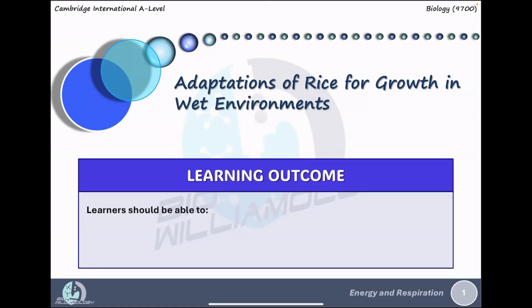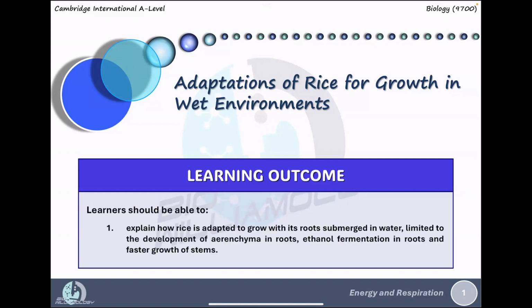In this lesson, we will explore the adaptation of rice for growth in wet environments. At the end of this lesson, you will be able to explain how rice is adapted to grow with its roots submerged in water, limited to the development of parenchyma in roots, ethanol fermentation in roots, and faster growth of stems. Let's get started.